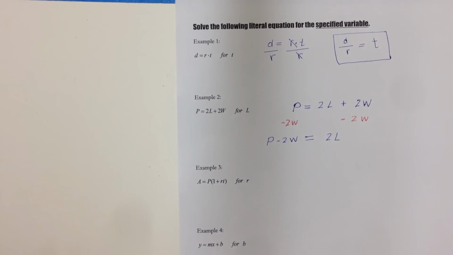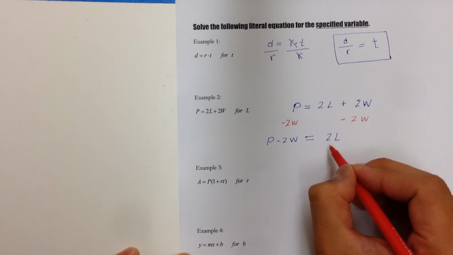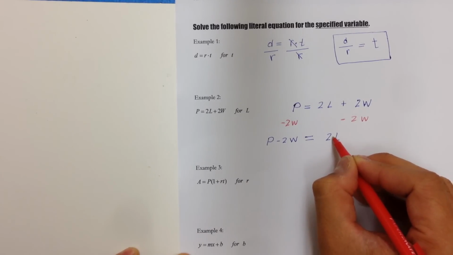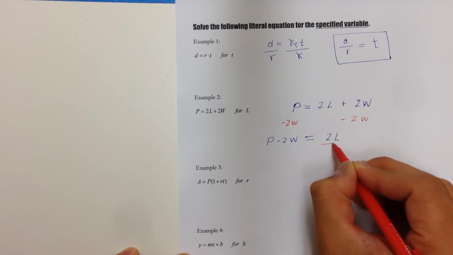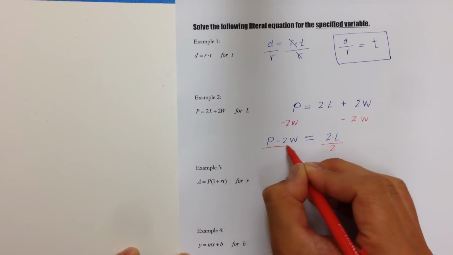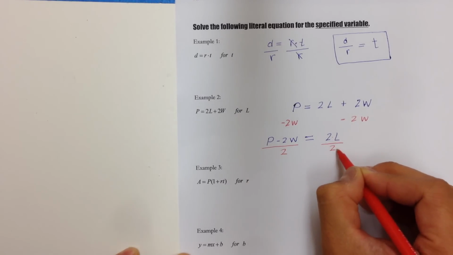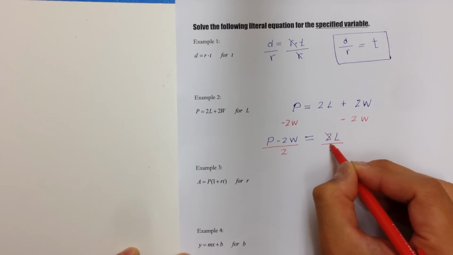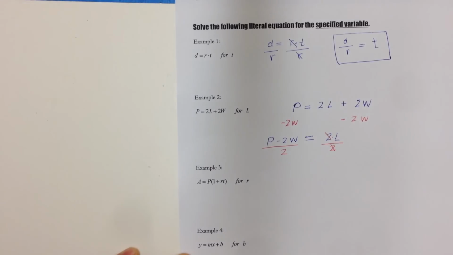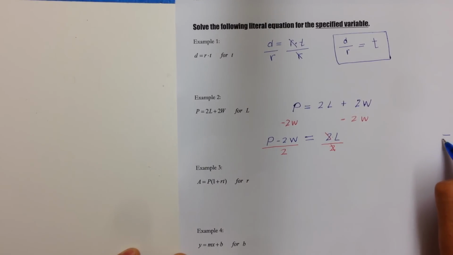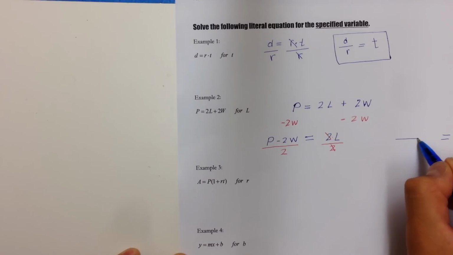Our next step is to remove the 2 away from L. In order to do that, all you have to do is divide both sides by 2, like this. Divide both sides by 2. Because if you divide both sides by 2, the 2 on top and the bottom will cancel out, leaving you with L. So here's what we have left. We got L, which is on the right side, is equal to P minus 2W divided by 2.